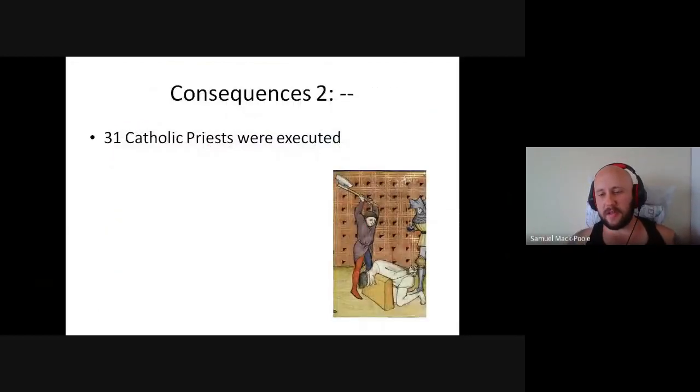Elizabeth turned the screws on Catholics once again. She had 31 Catholic priests executed in England. So you could see she started by trying to find this famous middle way between Catholics and Protestants. But as her reign goes on, you see her being a lot more harsh with Catholics. But you can't blame her. They keep on trying to kill her. So she obviously feels she needs to defend herself.